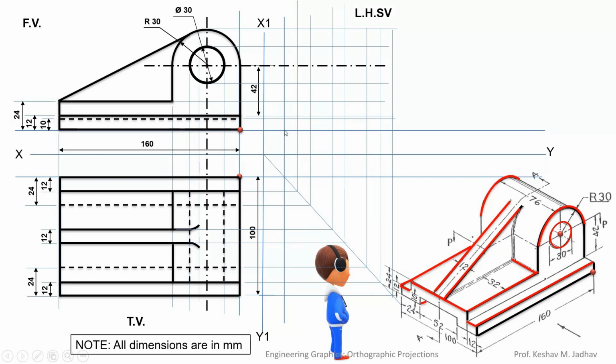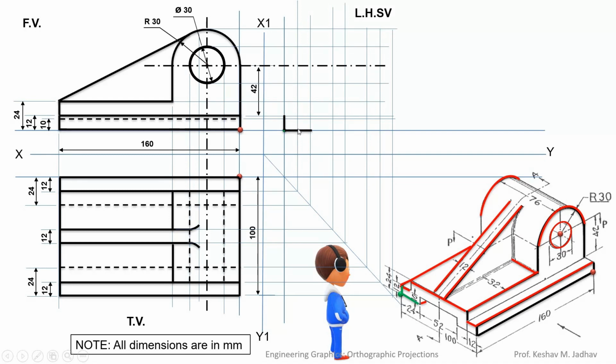Now this will be the starting point of the left hand side view. This point is for the side view, the left side lower point. So this is the starting point for the left hand side view. From this point we can draw a vertical line of 12 mm height. Then from this point in the right side direction we can draw a line of 24 mm.